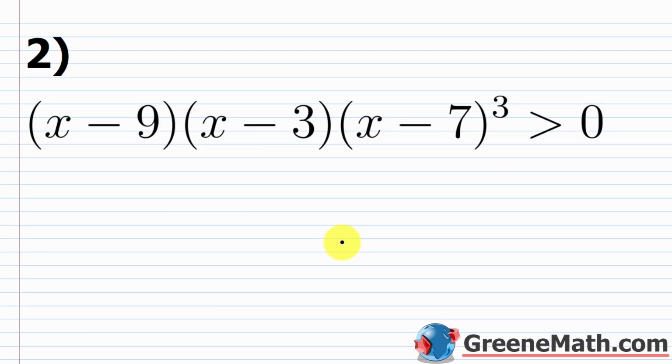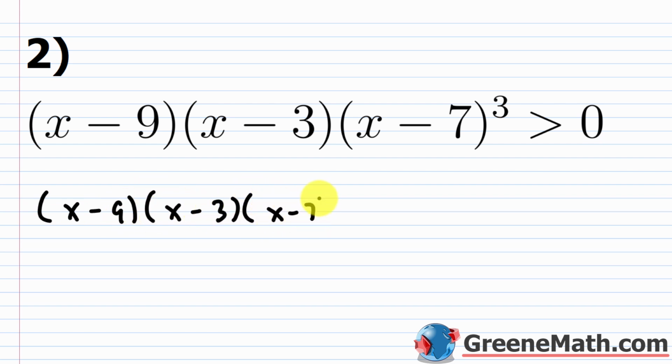All right, for problem 2, we have the quantity x minus 9 times the quantity x minus 3 times the quantity x minus 7 cubed is greater than 0. So again, I'm just going to write that x minus 9, that quantity times the quantity x minus 3 times the quantity x minus 7, this is cubed, this is equal to 0. So again, you can use the zero product property if you want. Take each one of these guys, set it equal to 0 and solve. Alternatively, this is already written for us as x minus k in each case. So you can just take this as a 0, this is a 0, and this is a 0.